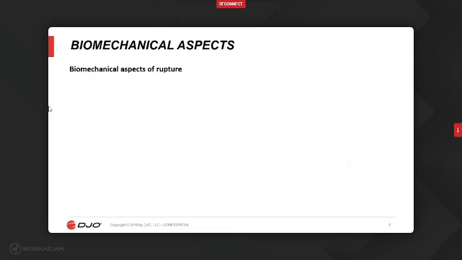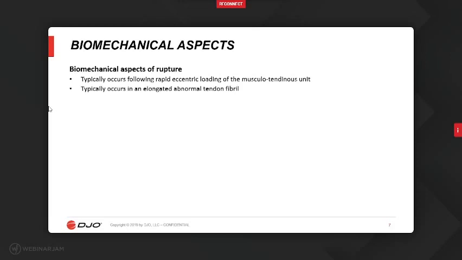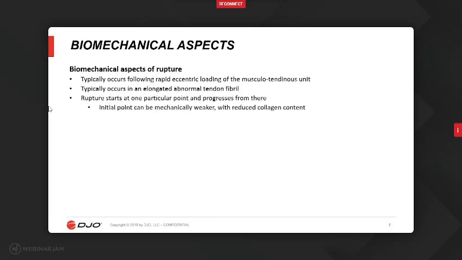Some biomechanical aspects of a rupture. A rupture typically occurs following rapid eccentric loading of the musculotendinous unit. It also typically occurs in an elongated abnormal tendon fibril. A rupture starts at one particular point and progresses from there, and the initial point can be a mechanically weaker point with reduced collagen content.